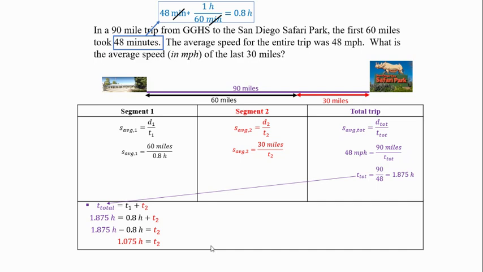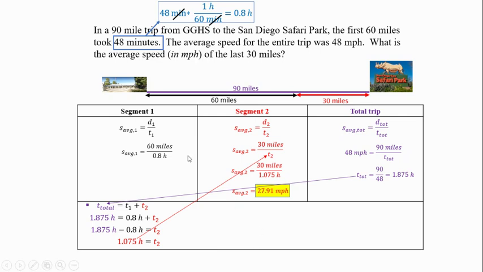Okay. So therefore, we can go ahead and substitute it in for t2 in the middle column, because that was the only thing holding us back from being able to solve for the average speed of the second leg. So we just plug it in. The numerator remains the same, which is 30 miles, and then we plug in the 1.075 hours, and then calculator time. If you punch it in properly, it should give you about 27.91 miles per hour. So that is how you do this particular problem.